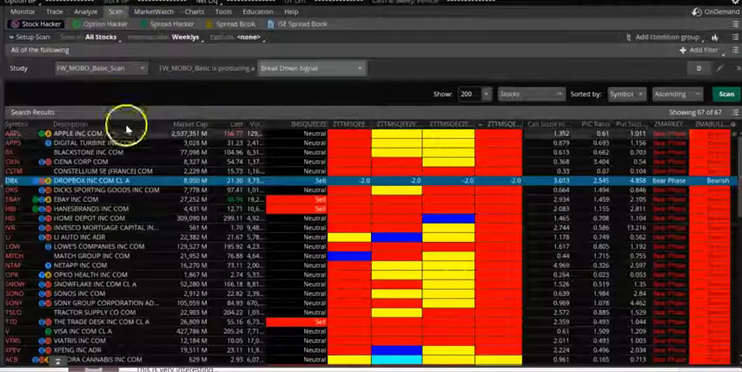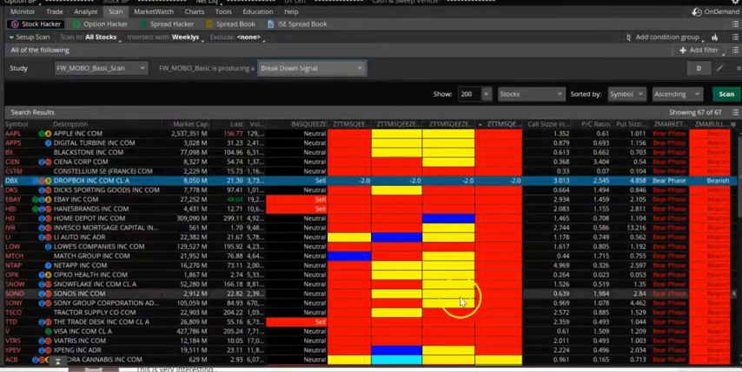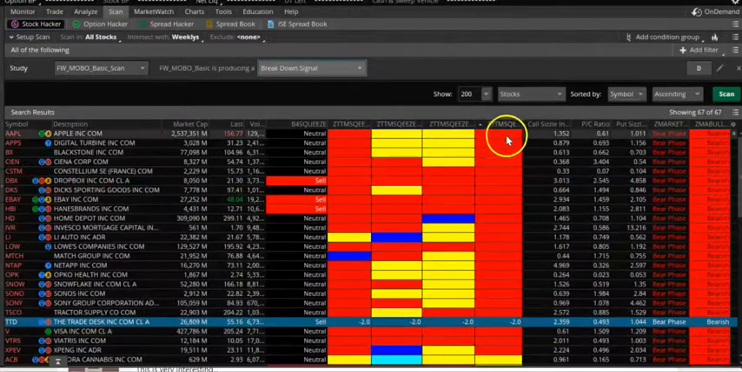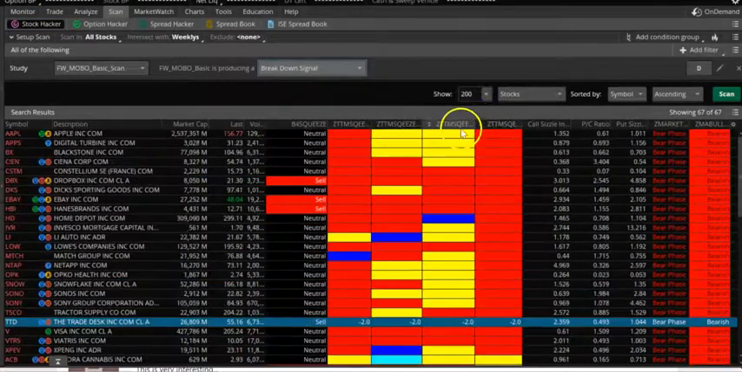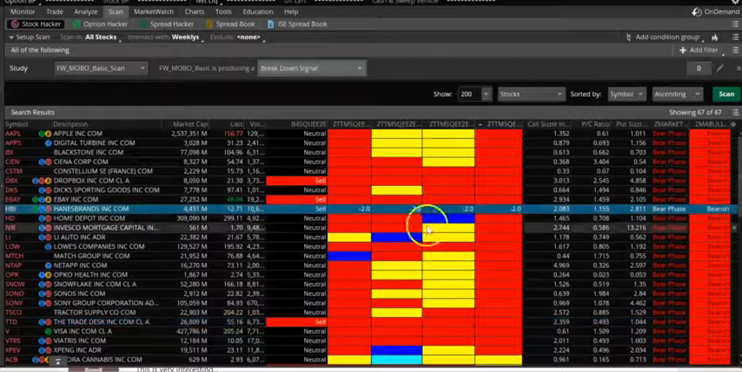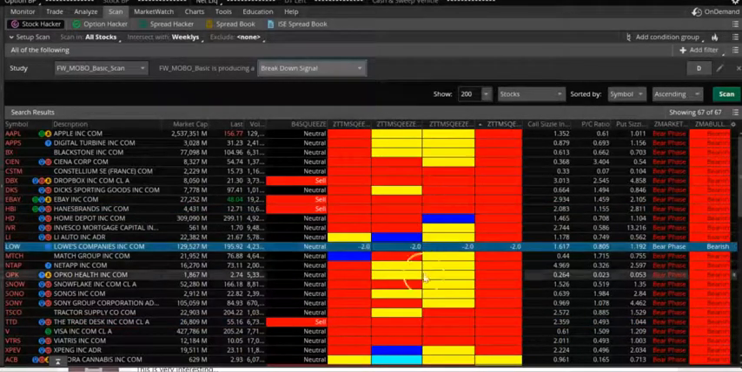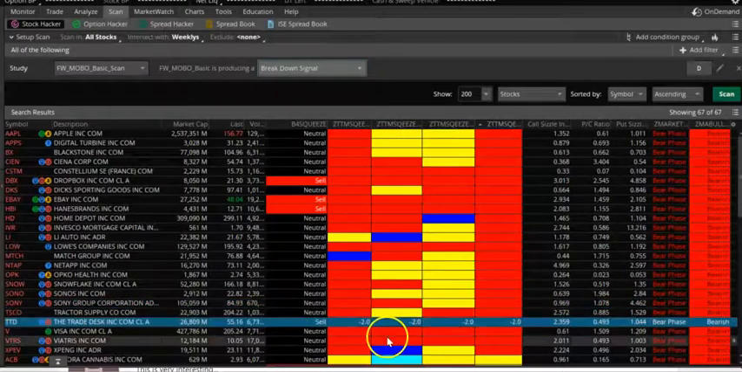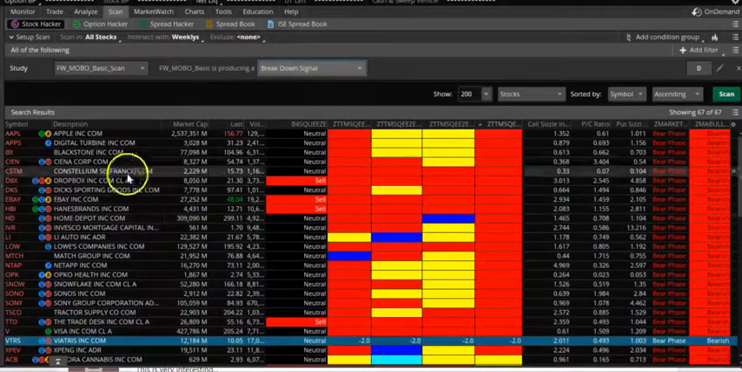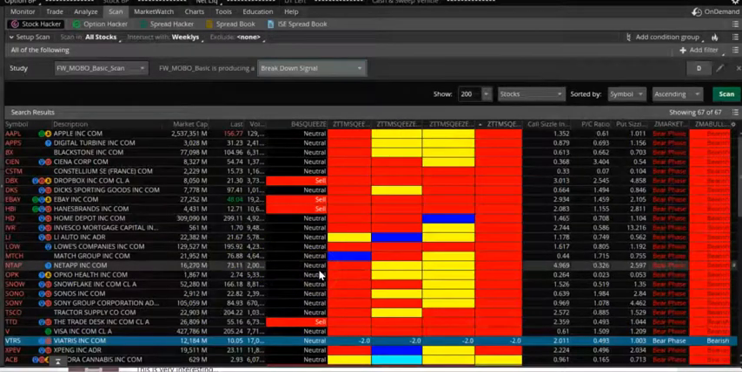So if you look at here, you can see all the bearish stocks. There are a lot of bearish stocks. HBI, Lowe's, TTD, Trade Desk, Visa. When you want to go bearish, look for companies which don't have a strong balance sheet.